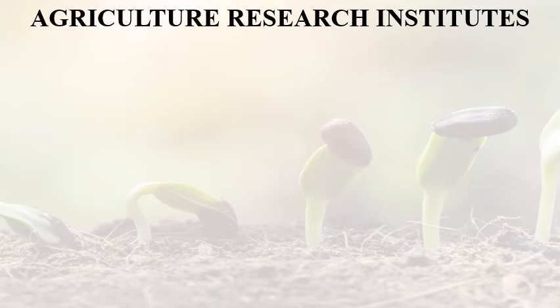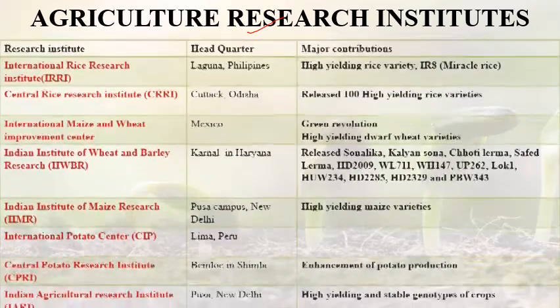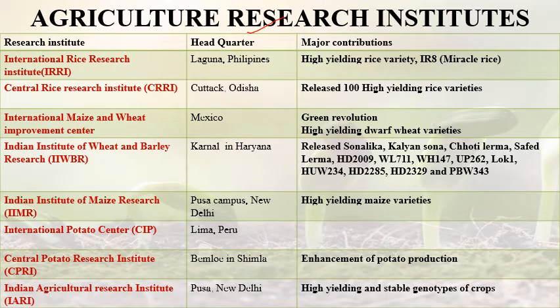Lastly, we have this slide which shows agriculture research institutes which are very important. First column include the research institute, second is headquarters, then third one major contribution. Firstly, we have IRRI. It stands for International Rice Research Institute. It is located in Laguna, Philippines, and its major contribution is in producing high yield rice variety like IR8, which is commonly known as miracle rice.